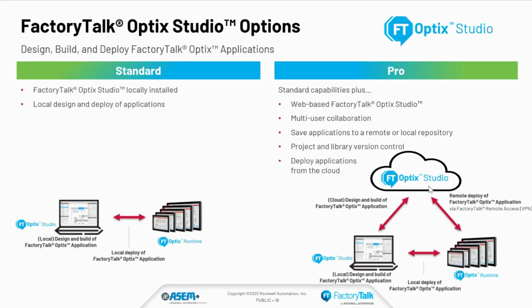Then there's the Pro license. That is a subscription-based license, something your customer would pay for. This allows the customer access to the cloud-based functions of FactoryTalk Optix Studio, which includes the web-based version of FactoryTalk Optix Studio, multi-user collaboration, saving applications to the cloud, version control for your projects and libraries, and also remote deployment from the cloud.